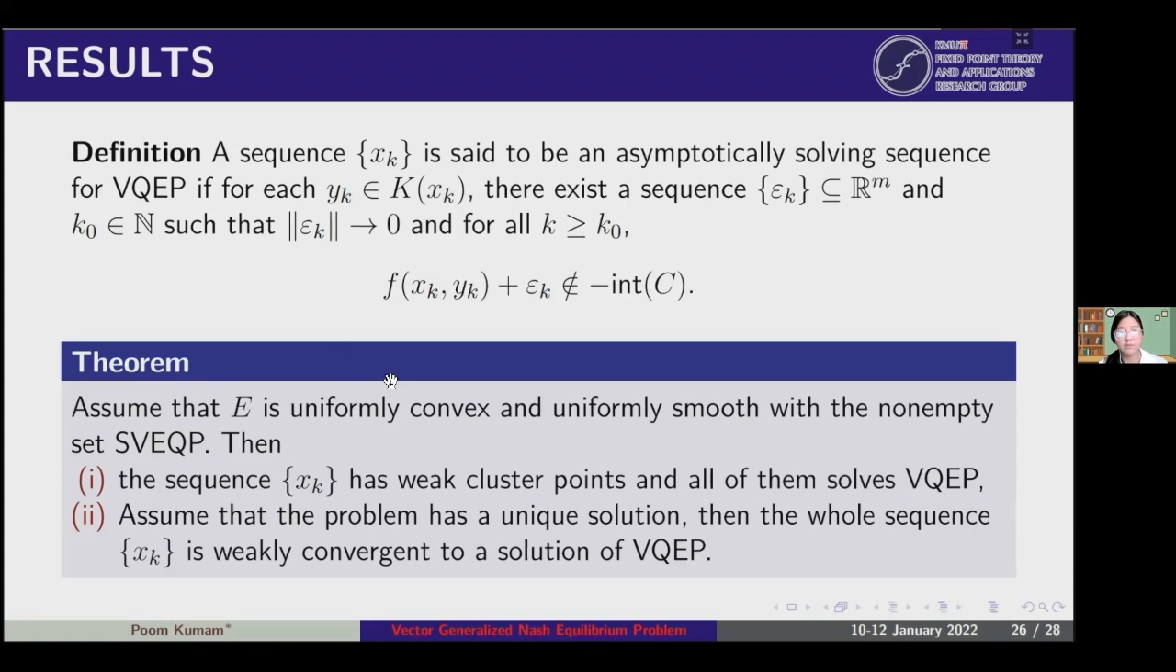Therefore, we have the following theorem. By our assumptions, and assuming that E is uniformly convex and uniformly smooth with non-empty set S_VQEP, the following results hold. The sequence x_k has weak cluster points, and all of them solve the vector quasi-equilibrium problem. And if the problem has a unique solution, then the whole sequence converges weakly to the solution of that problem.